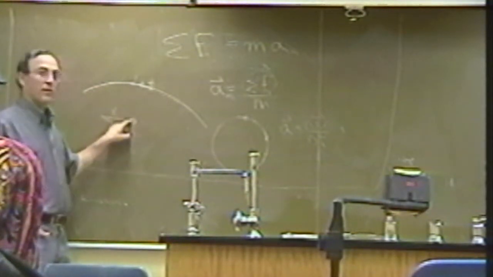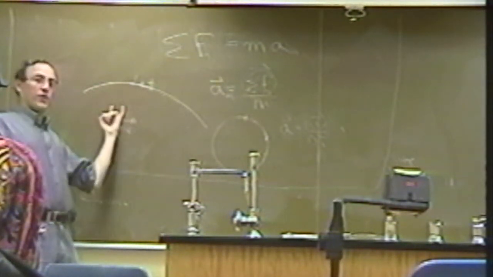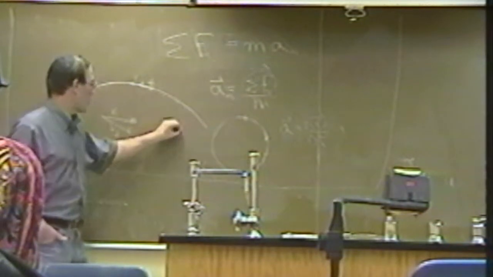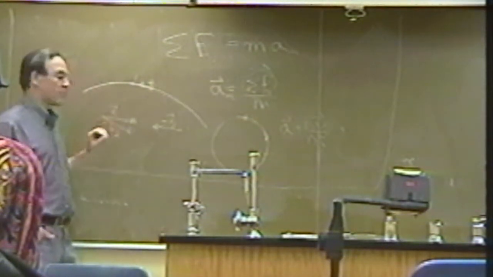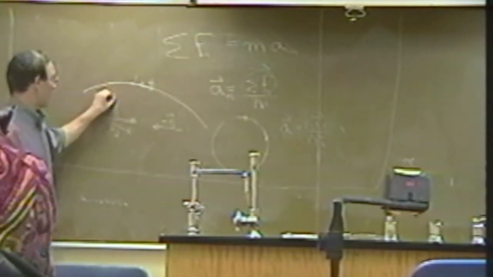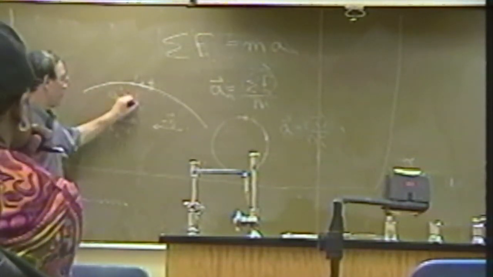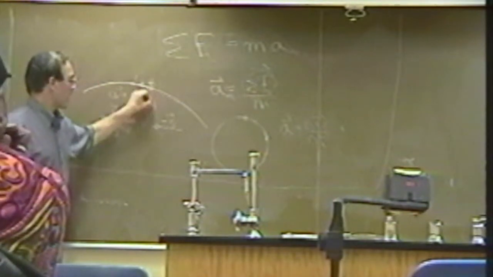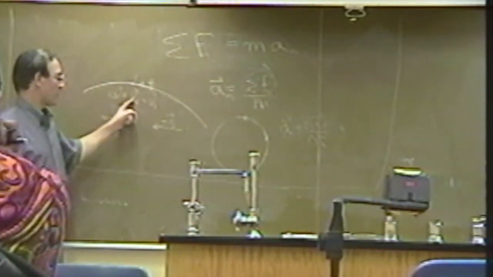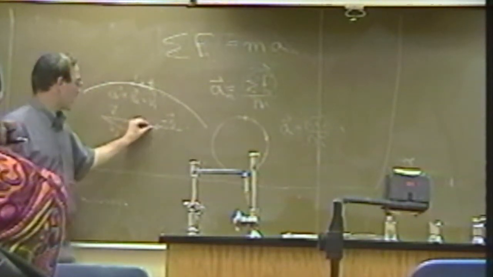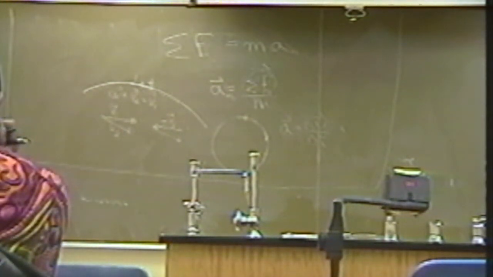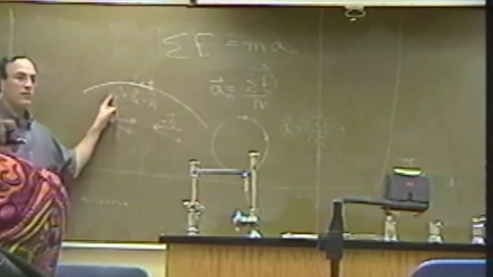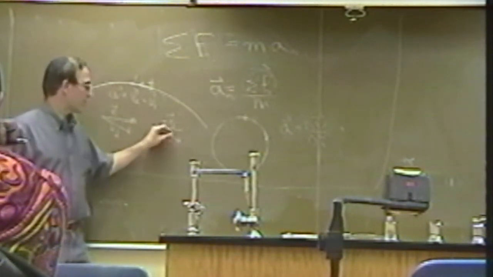So if this is V1, reverse it and you get minus V1. So we have, this is minus V1, right? So delta V is V2 minus V1, which is the same as V2 plus minus V1. V2 we keep the same, and we add it on to minus V1. So what is delta V? Just add the vectors.